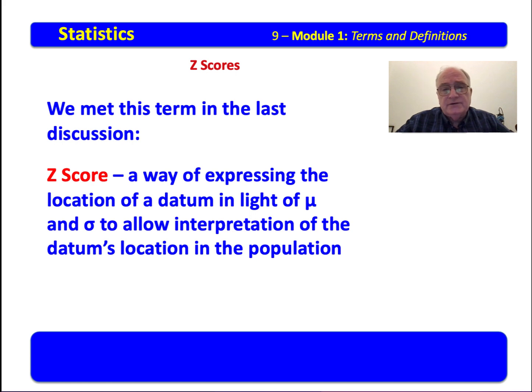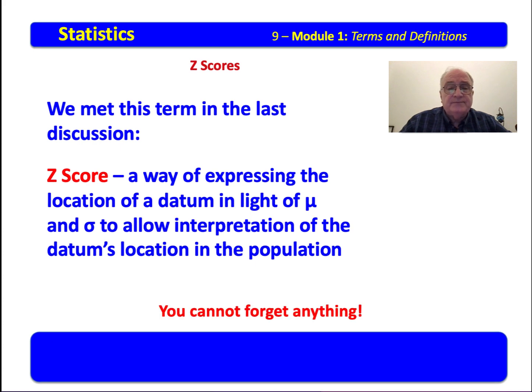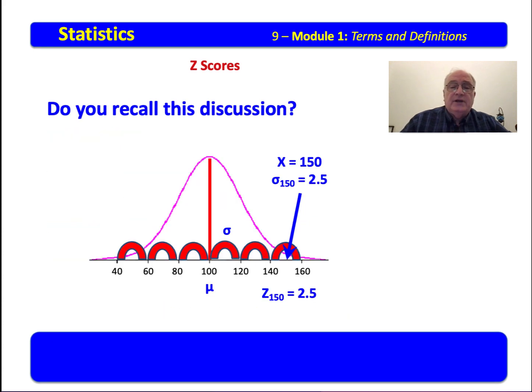In the last session, we met this term, the z-score, a way of expressing the location of a datum in light of mu and sigma to allow interpretation of the data's location in the population. In light of the mean and the standard deviation, we can use a z-score to interpret the datum's location in a population. If we were talking about a sample, we would be using X bar and S. You cannot forget anything. You have to remember everything. Do you recall this discussion?